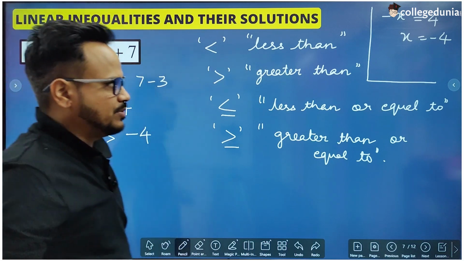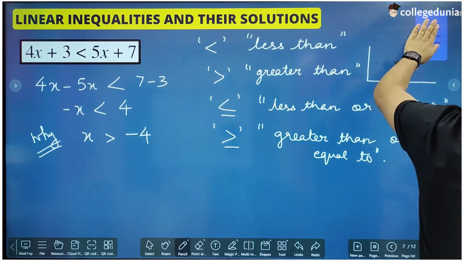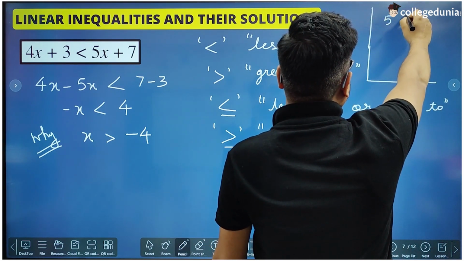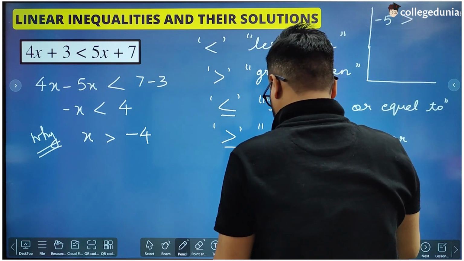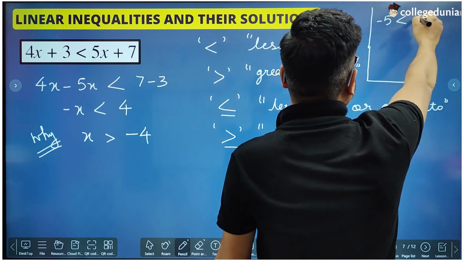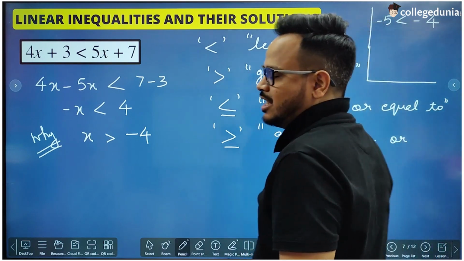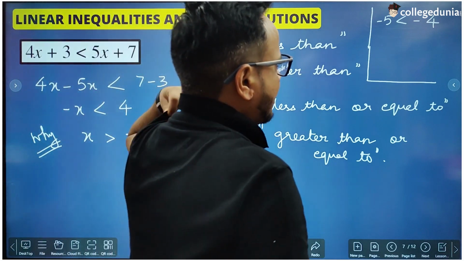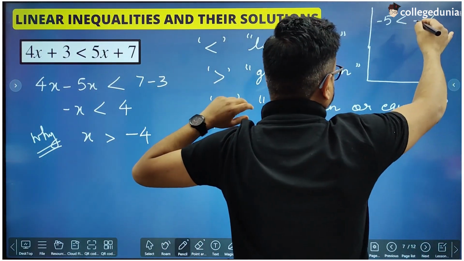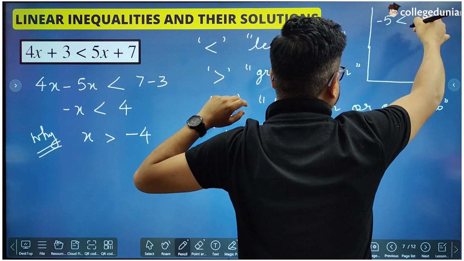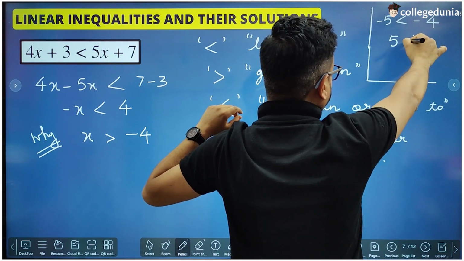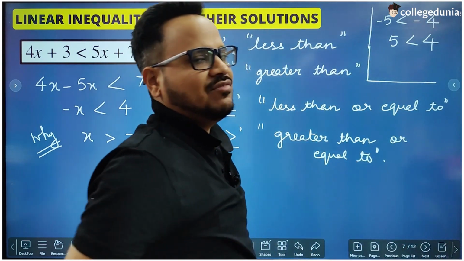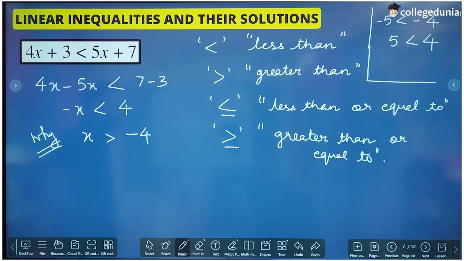Simply, if we say that, suppose, minus 5 is less than minus 4, right? We say that minus 5 is less than minus 4, we all know this. So if we multiply this by a negative sign, or we simply cancel this negative sign and do not change this sign, what are we going to get? We will get 5 is less than 4, which is wrong, right? 5 is not less than 4.